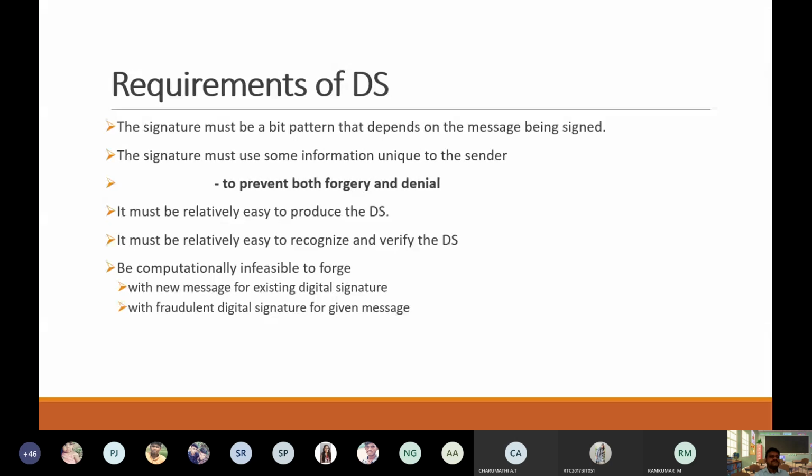And with a fraudulent digital signature for a given message. It will also check the existing digital signature and also the expired one. Expired in the sense, as we already told, the lifetime of a digital signature is 1 year. So after 1 year, the digital signature will expire. If you need the same one, you need to renew it, right? So the system can easily check whether this digital signature is an existing one or an expired one, right? So these are some of the requirements of DS.